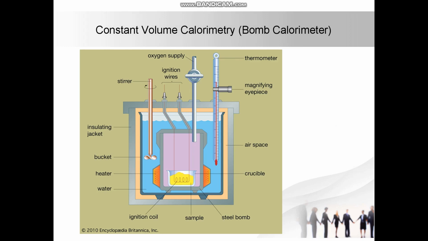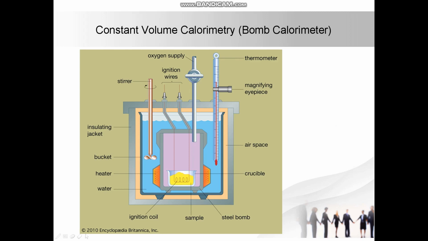This is another type of calorimeter known as the bomb calorimeter. This is basically a constant volume calorimeter because the volume inside this calorimeter is fixed. In this setup, if you can see, there is a steel bomb in which a sample is kept, and there is an ignition coil inserted from the top.